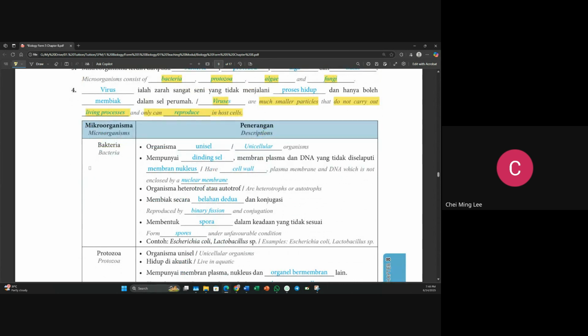So let's start with bacteria. Normally, bacteria is a unicellular organism, with cell wall, plasma membrane, and DNA. And they are not enclosed by a nuclear membrane. They don't have a nuclear membrane. Can be heterotrophs or autotrophs, meaning that it can consume or auto-generate food. Reproduce by binary fission and conjugation. Conjugation means that two combine into one. Normally happens under what we call extreme condition.